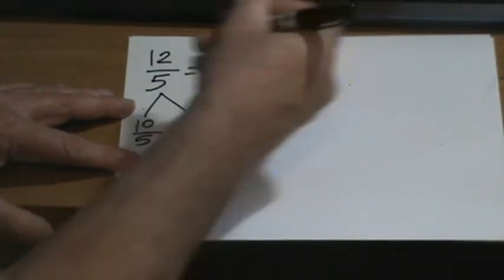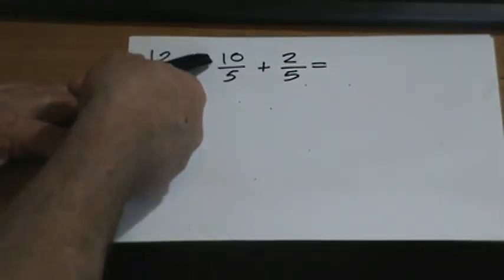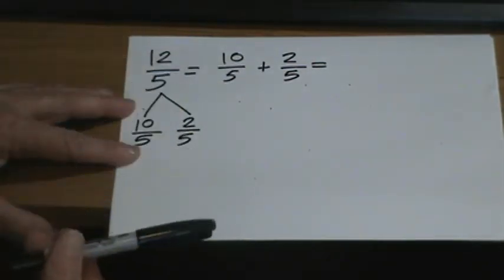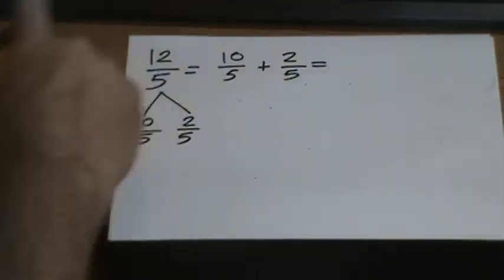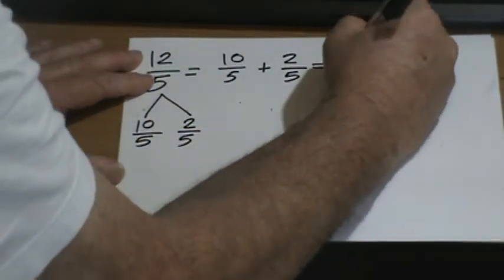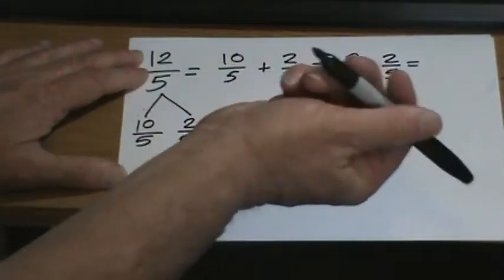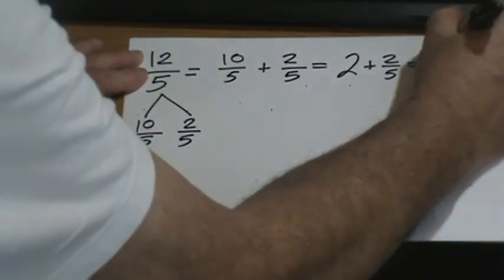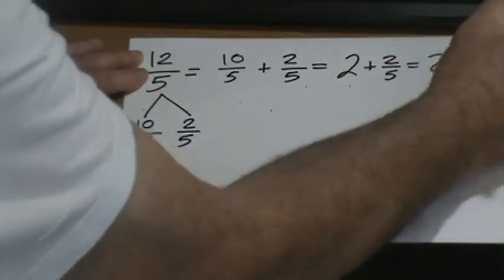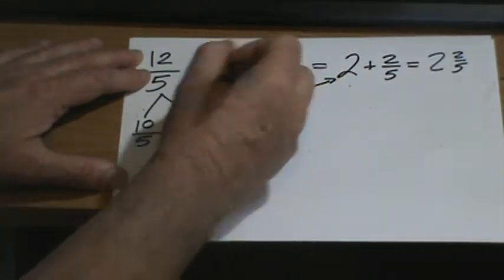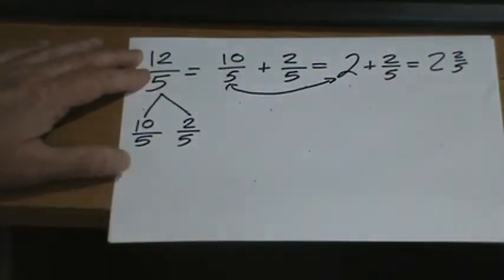And what will this equal? Well, let's think about this. Remember, this is just division. 10 divided by 5. What is 10 divided by 5? 5, 10, right? So there's our 2 plus 2 fifths that are left over. And what do we get? We get 2 and 2 fifths. So we can see that 10 fifths is equivalent to 2, because 10 divided by 5 is 2.